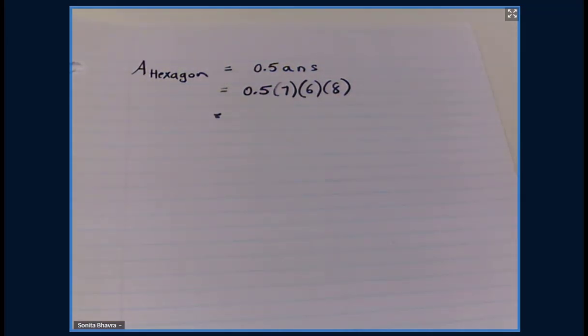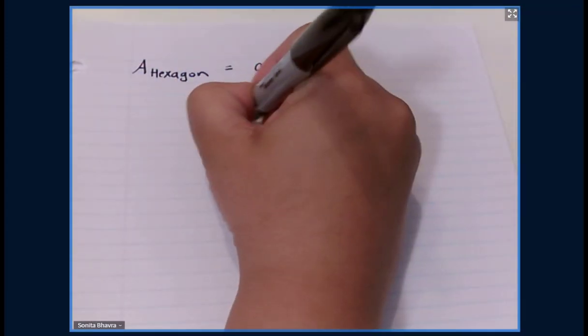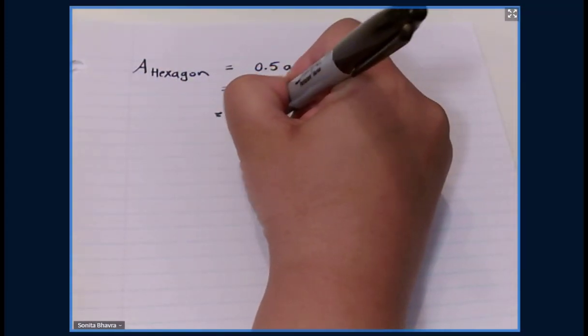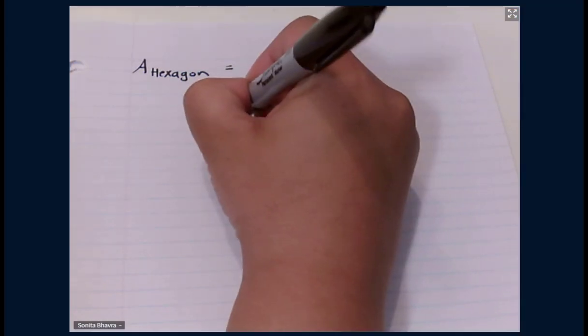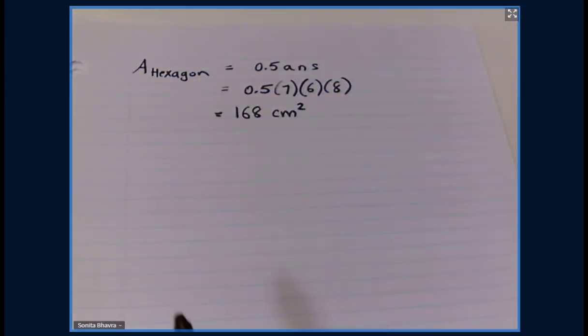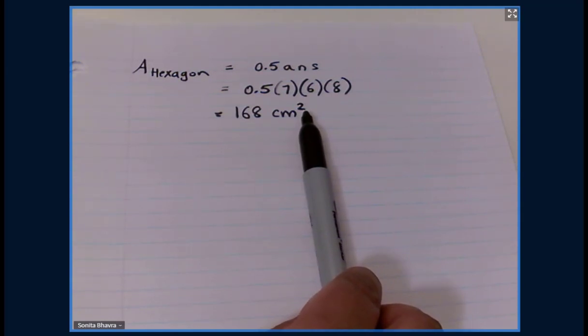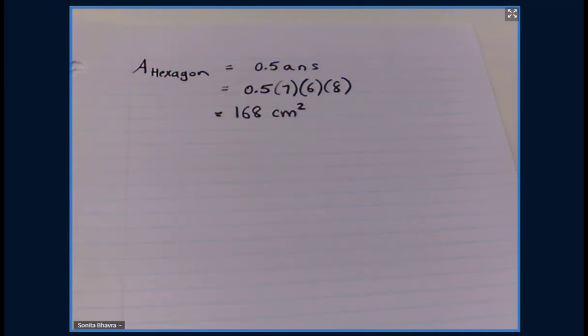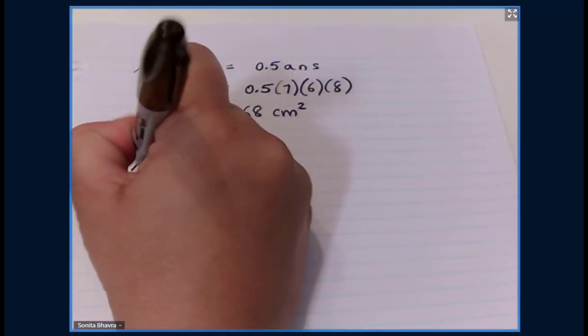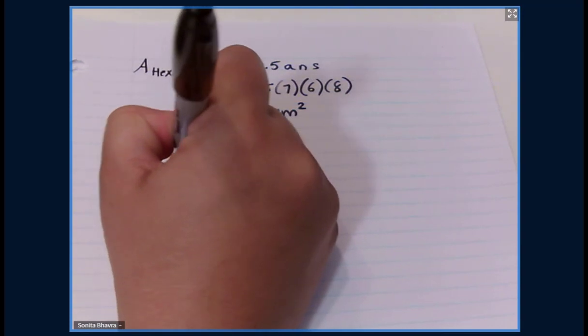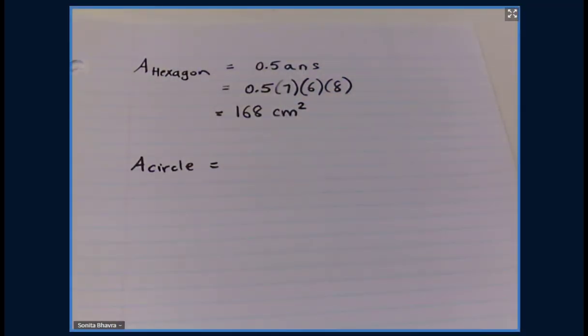So you just got to put that into your calculator. And you should end up with 168 centimeters squared. All right, so again, units are very important. It's squared because we are looking at area, so don't forget to put that in there for your units. Next is that circle region. All right, so area of the circle, like so.